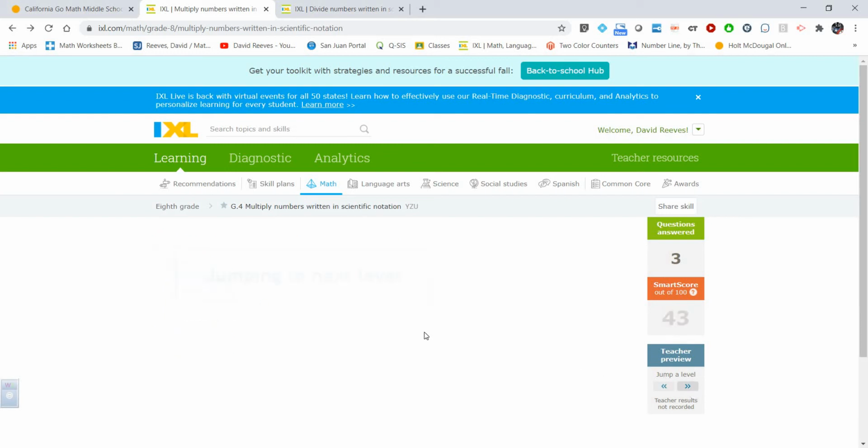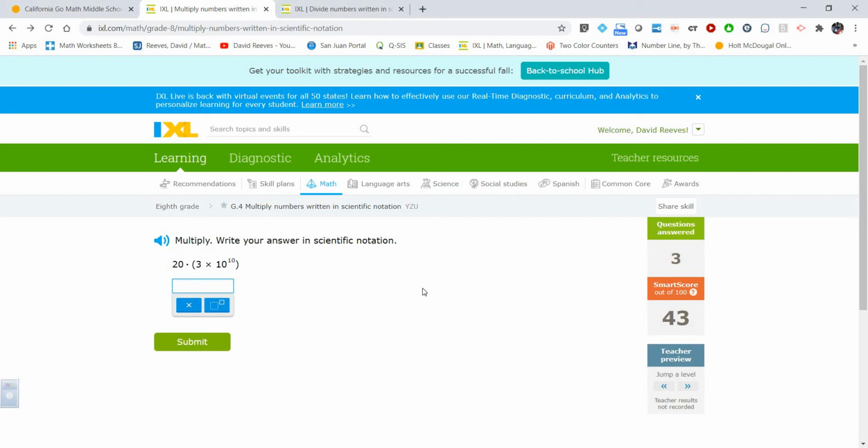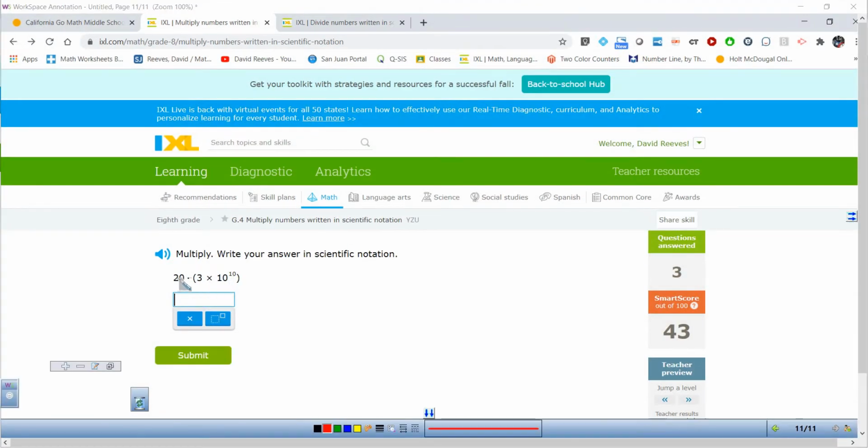All right, let's go ahead and skip up to the next level. 20 times 3 times 10 to the 10th power. Again, 20 is not written in scientific notation. 20 would be 20 times 10 to the 0 power, times 3 times 10 to the 10th power. Now, we should take note that this is not actually in scientific notation. If we wrote it this way, we would do 20 times 3, which is 60, and we would get 60 times 10 to the 10th power.